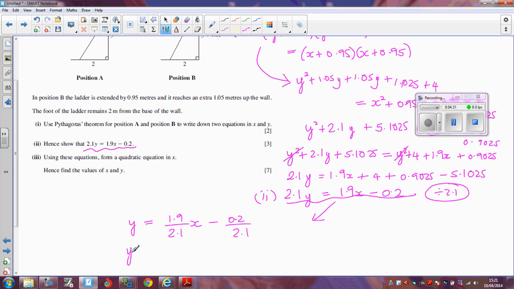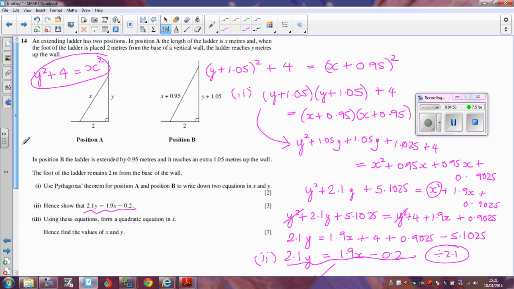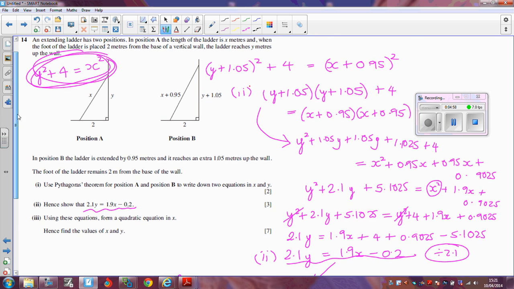Now I don't like all of those decimals, so actually what I'm going to do is a little trick here. I can make 1.9 over 2.1 into 19 over 21. I'm multiplying the top and the bottom by 10, so actually I've got exactly the same fraction. 1.9 over 2.1 is the same as 19 over 21, and in the same way I'm going to multiply the top and the bottom here by 10 to get 2 over 21. What I'm now going to do is I'm going to put that back into this first equation.